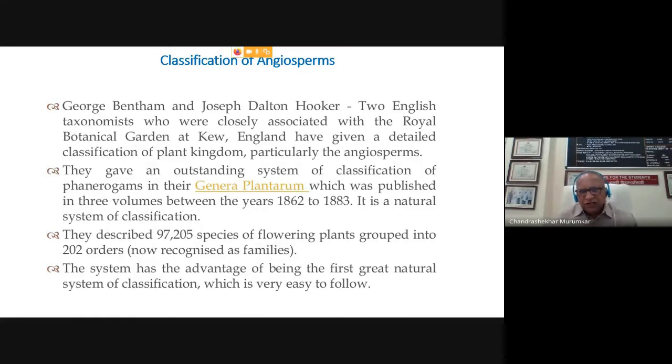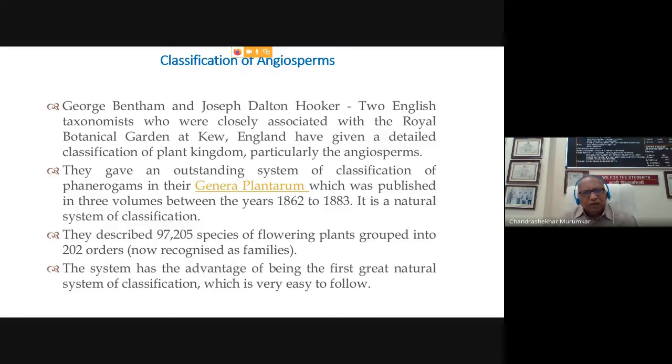They gave an outstanding system of classification of phanerogams, that is Gymnosperms and Angiosperms together, in their Genera Plantarum, which was published in 3 volumes in the years 1862 to 1883. Obviously, they called this system an artificial system of classification. Actually, their system was naturally a phylogenetic system by comparison today, but they themselves called it a natural system because they didn't want to add Darwin's concept of phylogeny to their classification. Because Darwin's concept of phylogeny appeared in 1863 onwards, but at that time this work was almost complete and they did not use it.